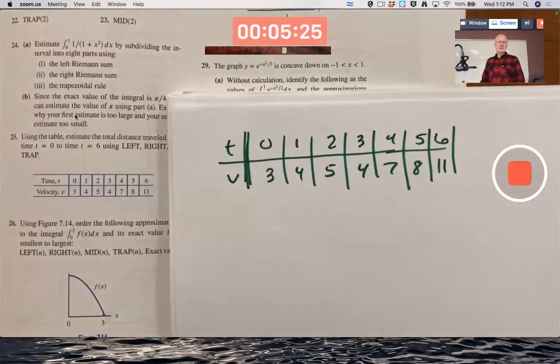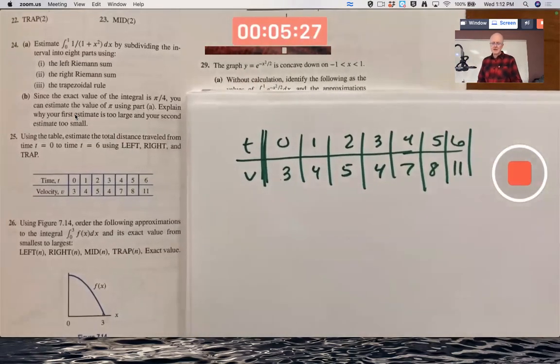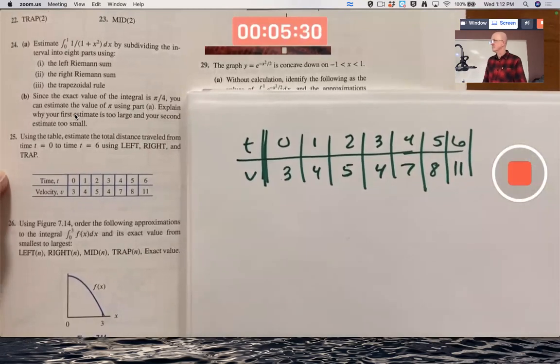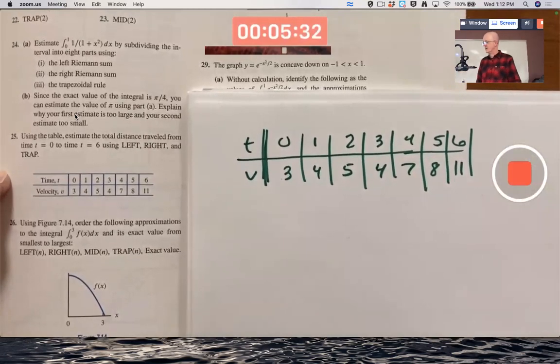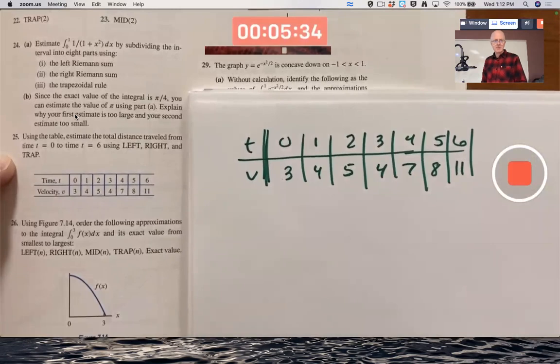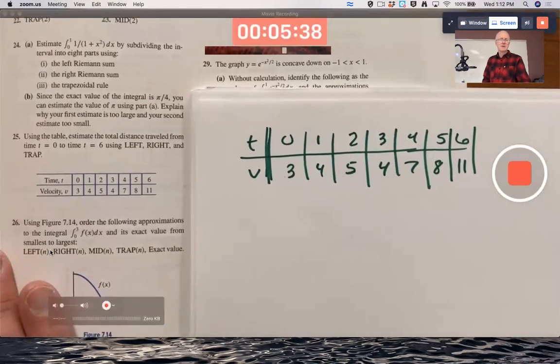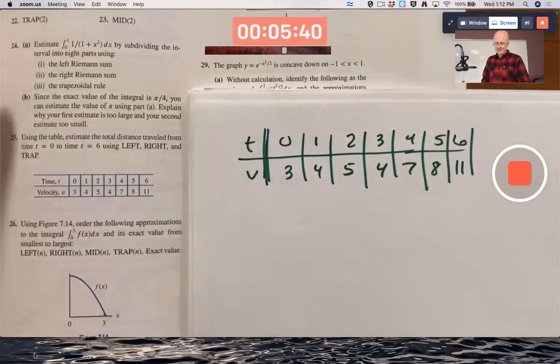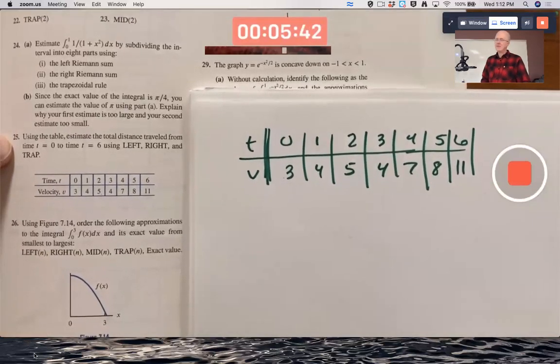So this first problem is of a type I've often given on exams before, where we only have data, no formula for your function that you're integrating. So this problem, number 25 here, use this table to estimate the total distance traveled from time 0 to time 6 using left, right, and trap.